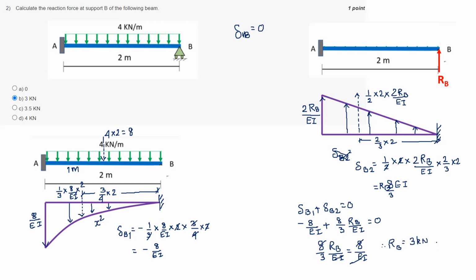And as the value is plus, as we have assumed upward. So we have 3 kilonewton. So the option we have is B.